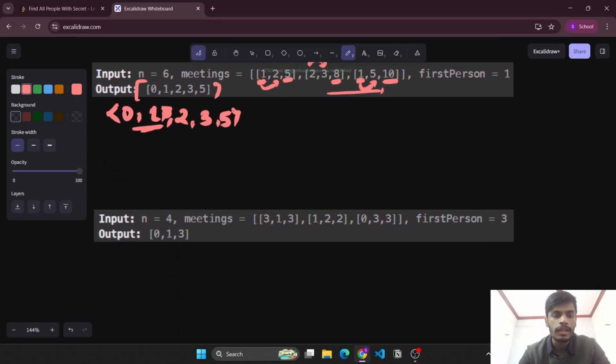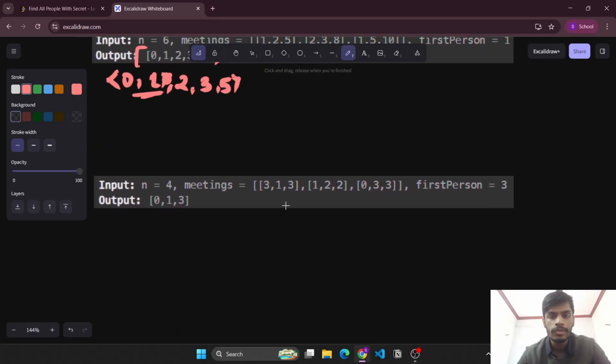Similarly, let's see another input. So we are given n equals 4. Initially the persons who know the secret are 0, and firstPerson is equal to 3. Now the first meeting occurs at time 2, so neither person 1 nor person 2 knows the secret, so no one will be able to share the secret.